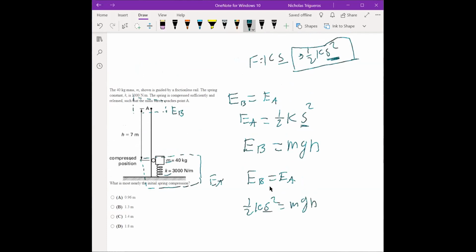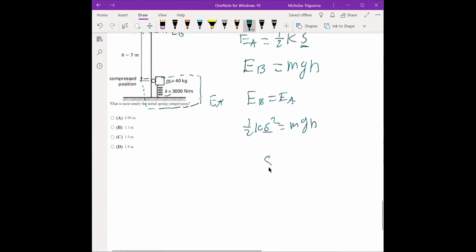And we're looking for S. Okay. So we can have S equals the square root of 2 MGH over K. That 2 MGH looks familiar, doesn't it? It's kind of the distance that you have to stretch a spring with spring constant K for it to reach a particular height, H.